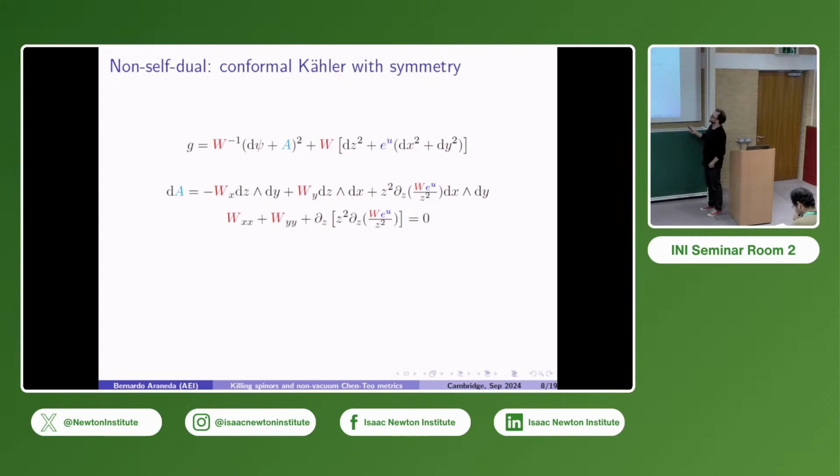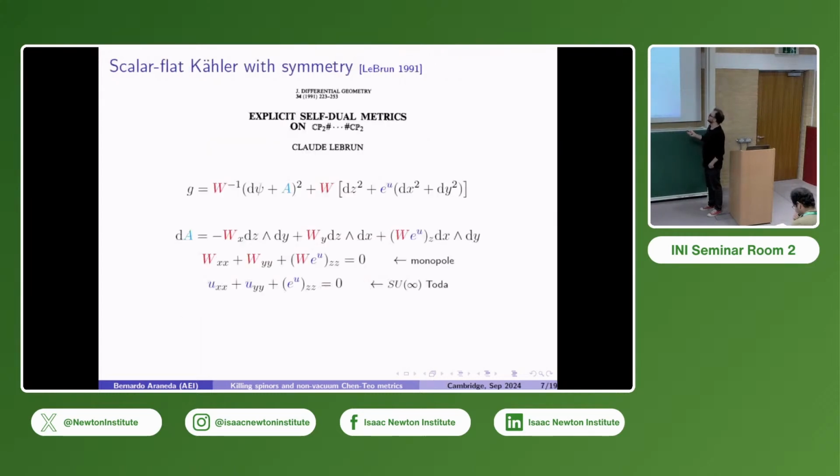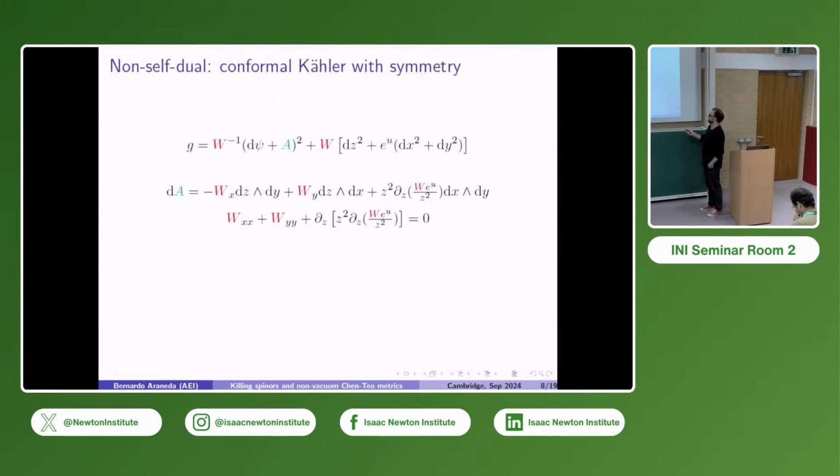Now it's a bit more ugly because if you remember the previous equation, where here is just the derivative with respect to Z. Now in this more general case, you have something a bit more complicated. And then the corresponding monopole equation is also a bit more complicated. And the thing here is that there are no conditions on the function U.